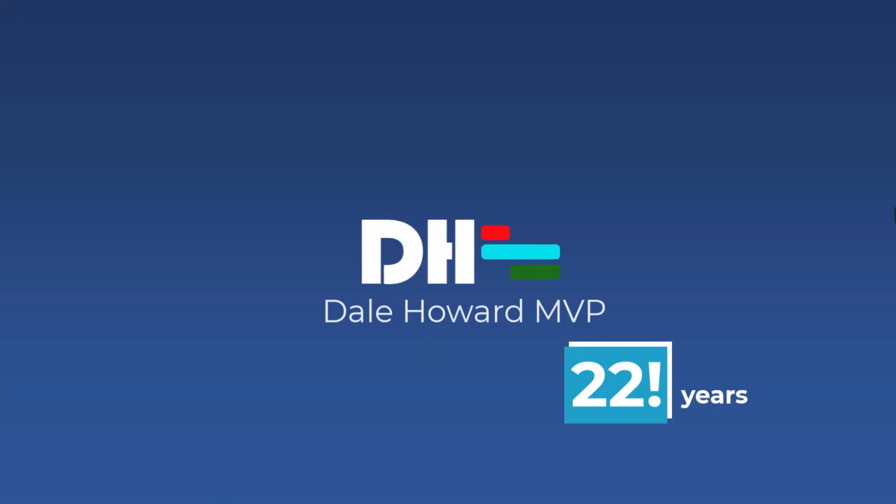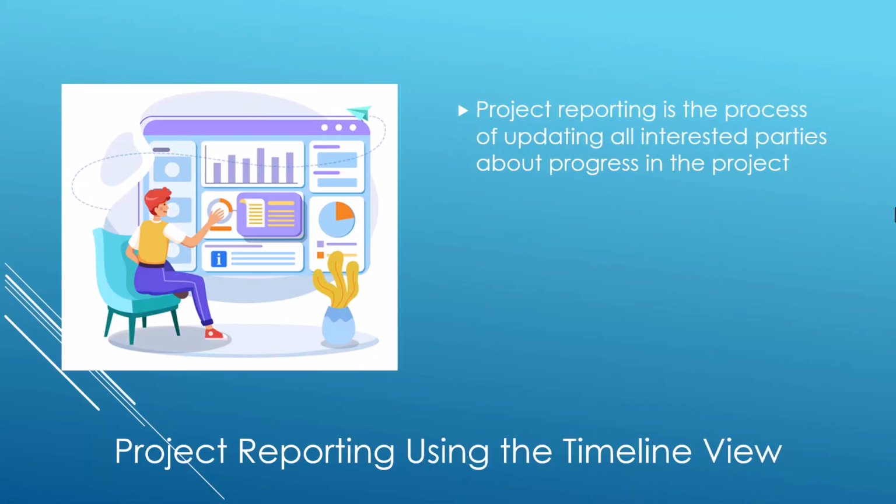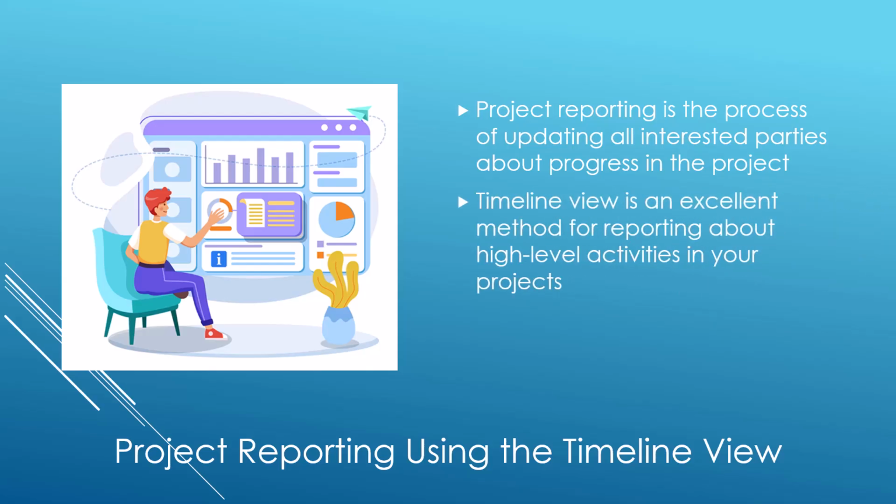So let's get started. Project reporting is the process of updating all interested parties about progress in your project. The timeline view in Microsoft Project is an excellent method for reporting about high-level activities in your projects. You'll actually create the timeline view during two different waves of planning.